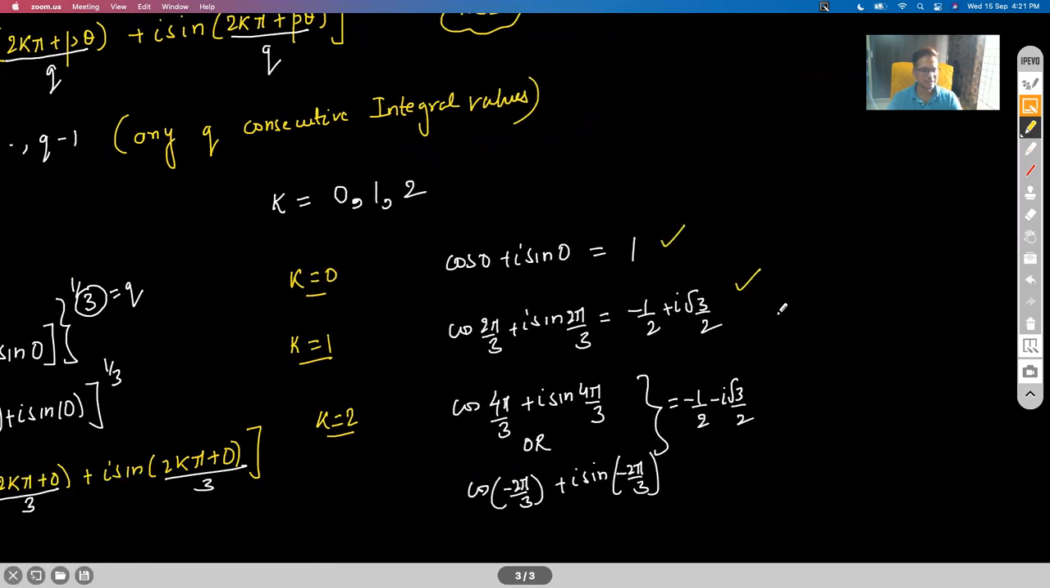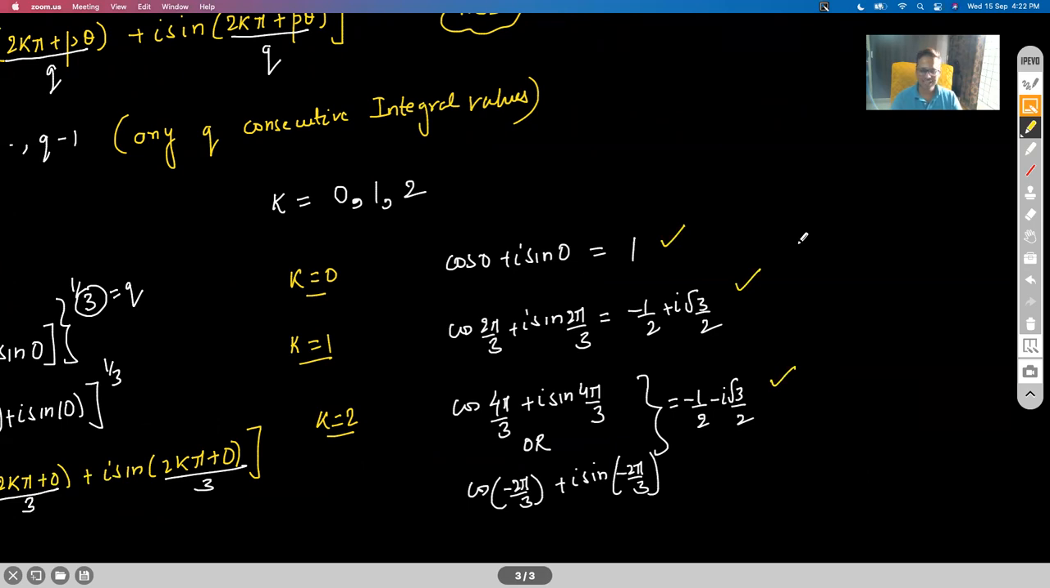If you cube each one of them, you'll see that you will always get a one as your answer. Try cubing this, maybe after the class is over, you can try it out. You will get a one. Of course, one cube is anyways a one. Is the process understood now?